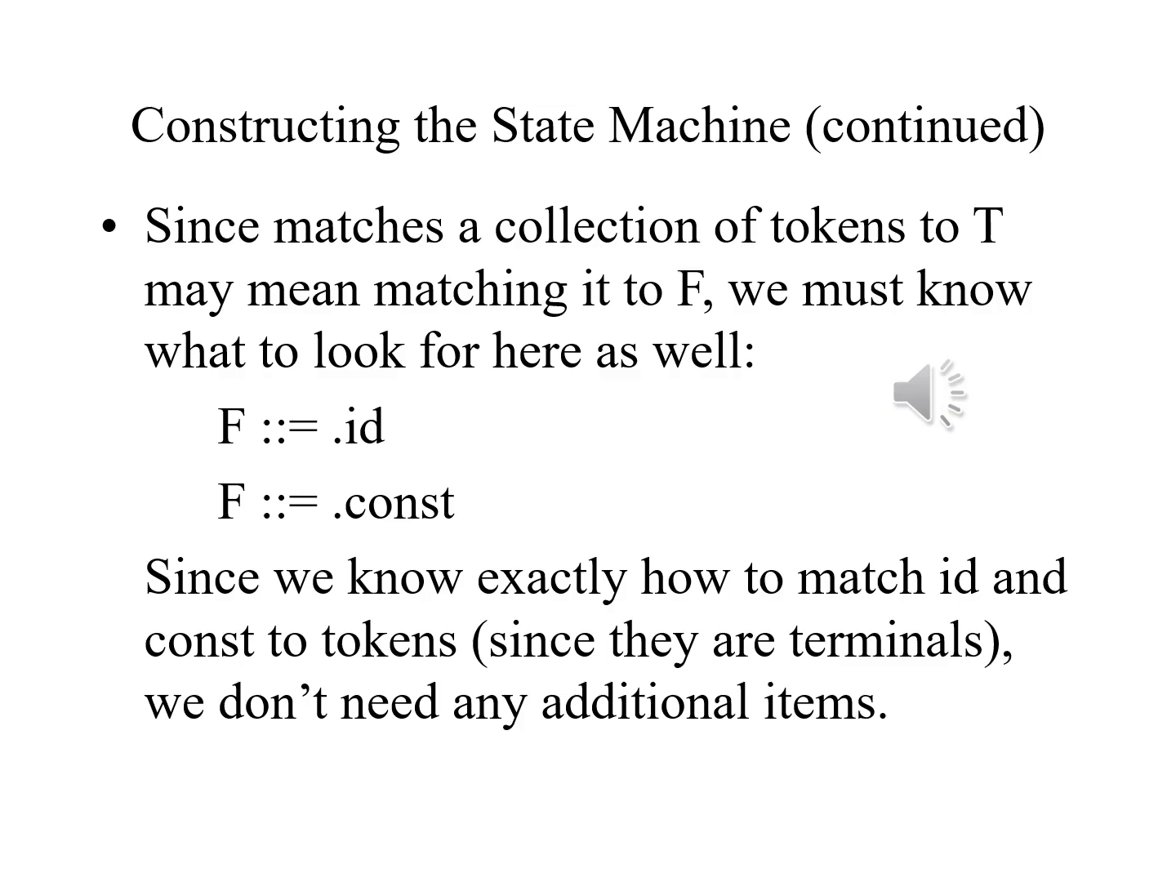Since we know exactly how to match ID and constant to tokens, because they are terminals, we don't need any additional items. Similarly, in the productions on the previous slide, T derives dot plus F and T derives dot minus F. We don't need to look for additional new items for these because the dot is before a terminal in both cases.